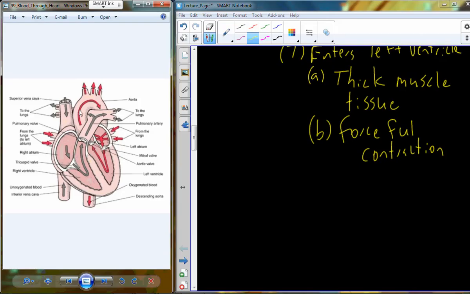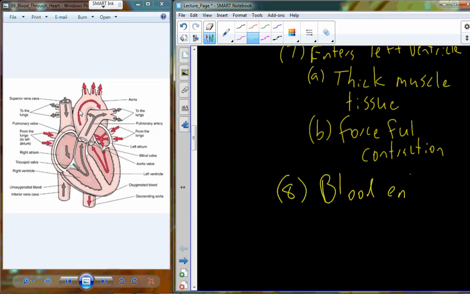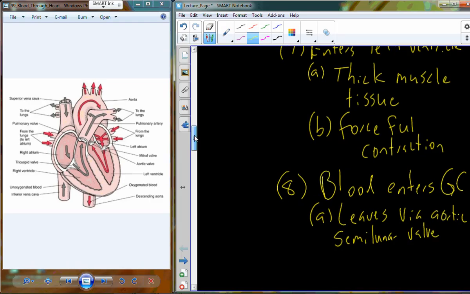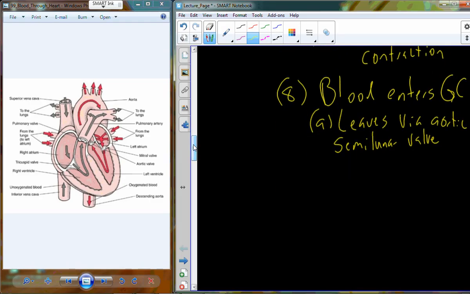So as we have that forceful contraction occur, we shut and prevent prolapse of the AV valve, we open up the aortic semilunar valve, and blood makes its way out into the aorta, which is the first artery of the general circulation. And I'm going to abbreviate that as the GC. Blood enters the general circulation, and it leaves through that aortic semilunar valve, entering into the aorta.